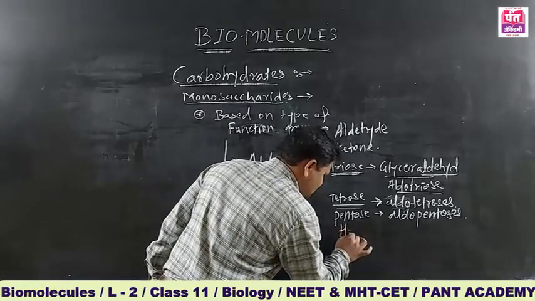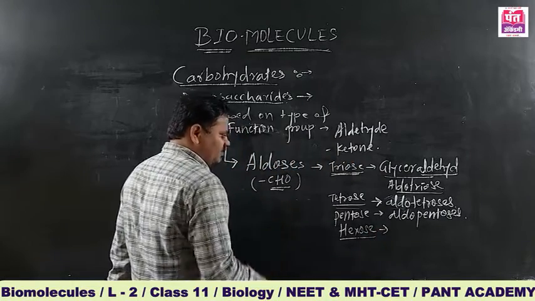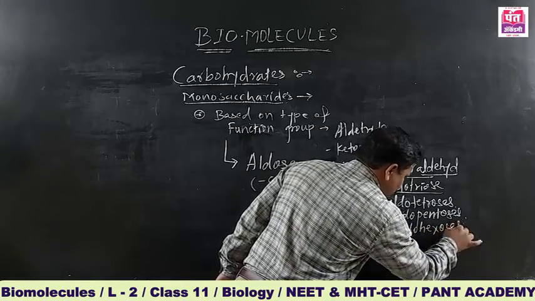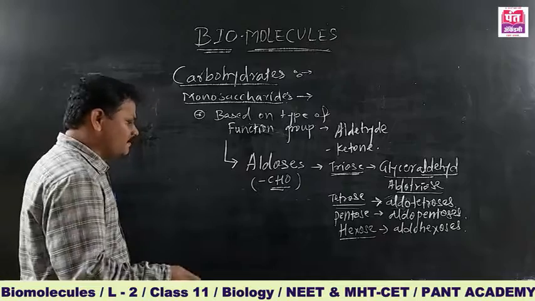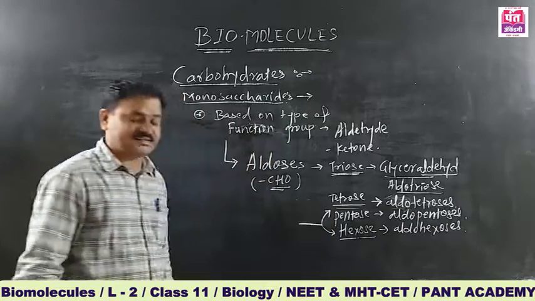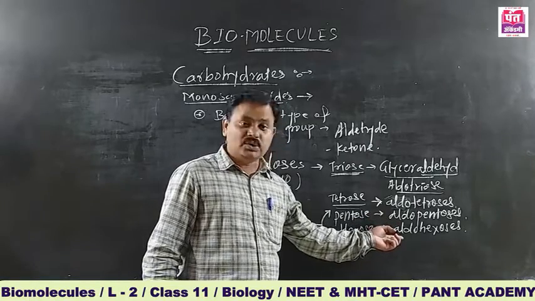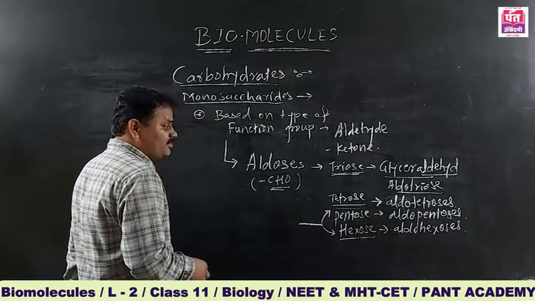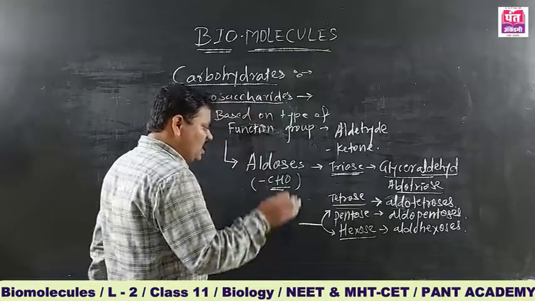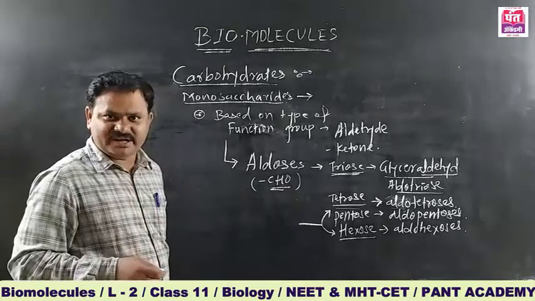And if it contains 6 carbons, those are the hexoses, and hexoses containing the aldehyde group are called aldohexoses. The two important kinds of sugars are pentoses and hexoses, or you can say aldopentoses and aldohexoses. There can be many different examples of the aldopentoses and aldohexoses. If it is a 5 carbon sugar, there can be different examples.